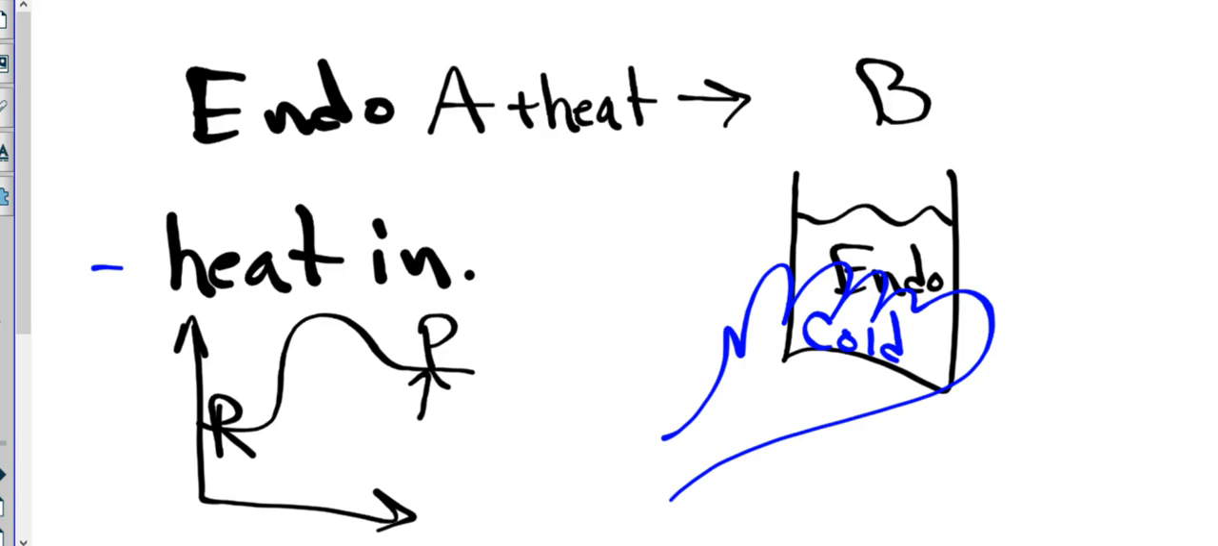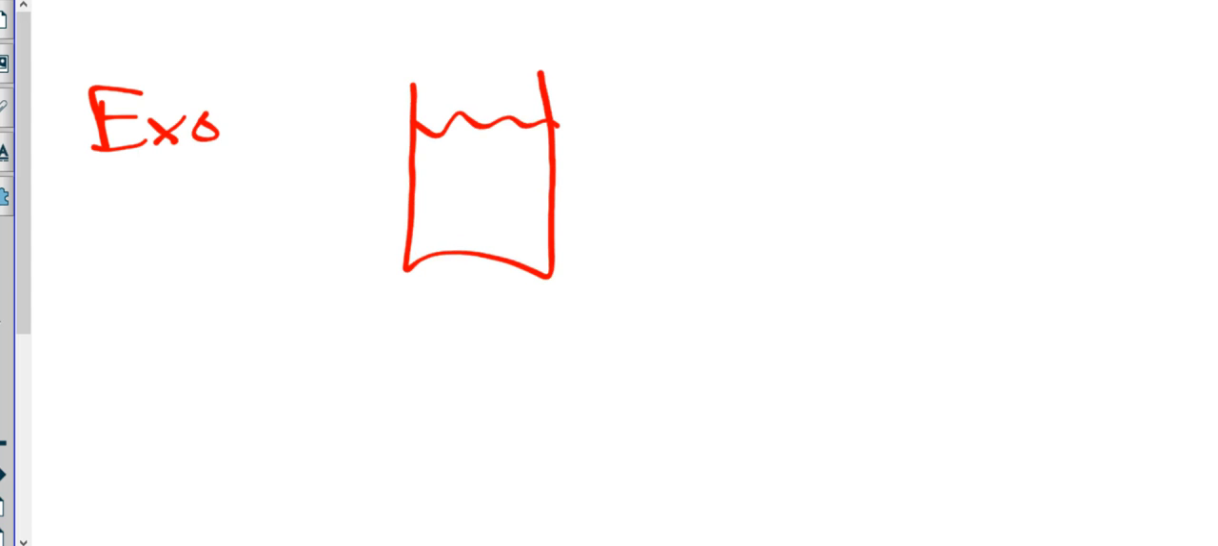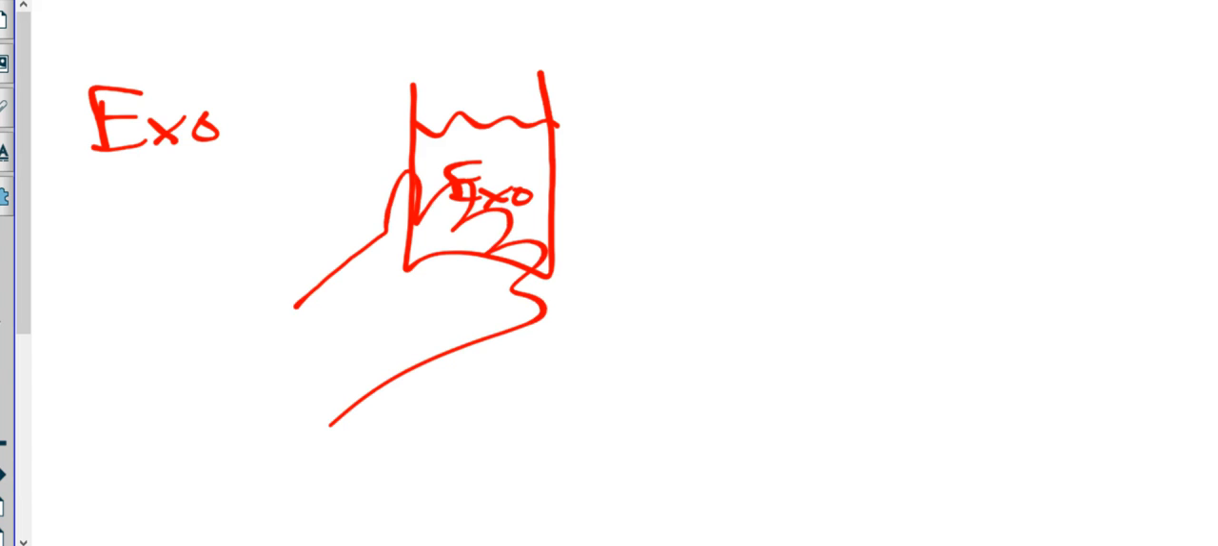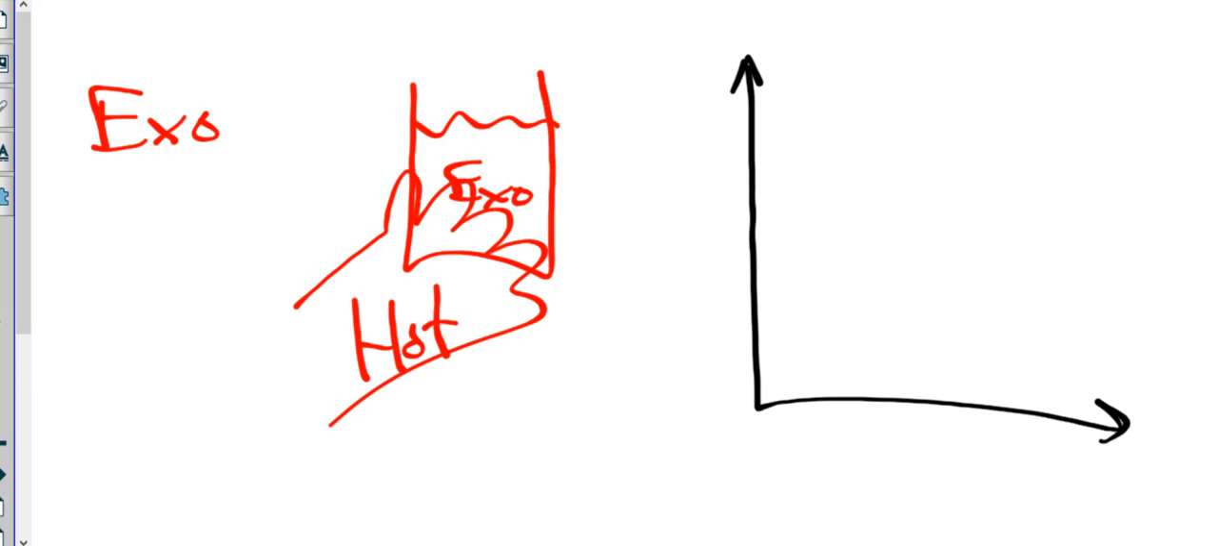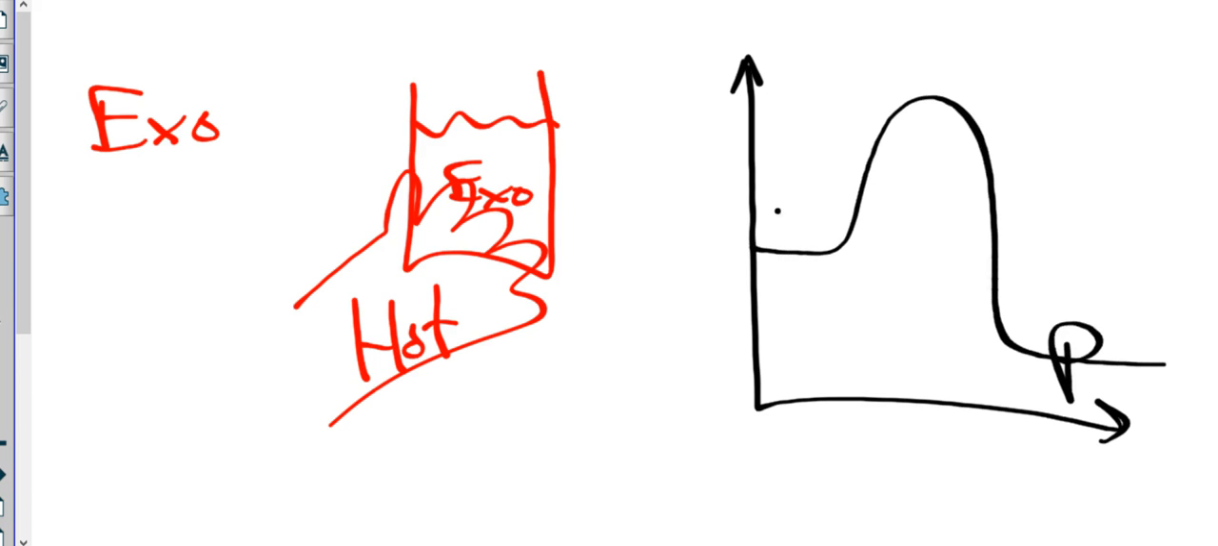Now, exothermic is the exact opposite. Exothermic, if you felt something that was exothermic, you put your hand on that, that would feel hot to the touch. All right? Our graph here, if it's exothermic, your products have less energy than your reactants.